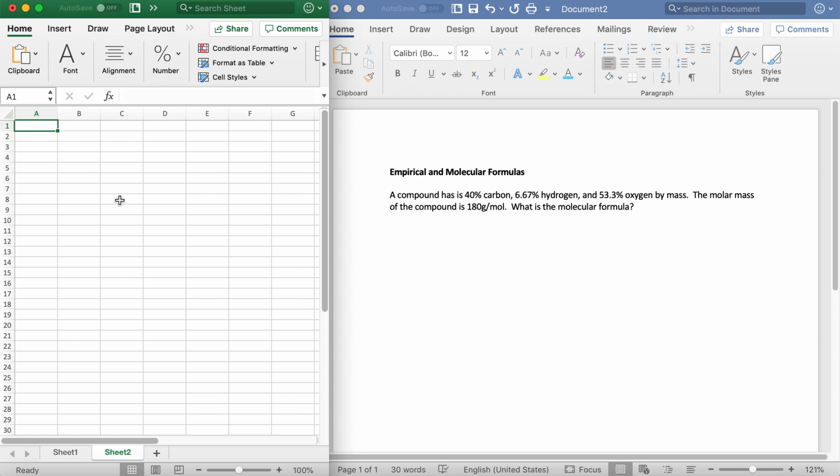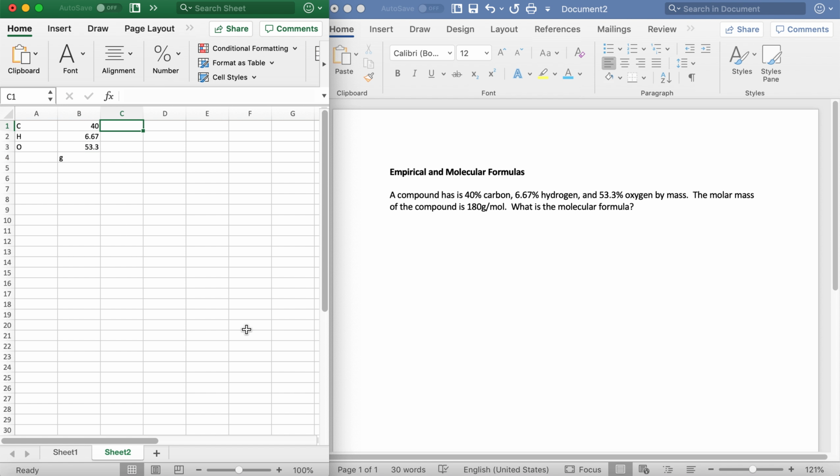So my carbon, hydrogen, and oxygen. The masses I have are 40 grams, 6.67 grams, and 53.3 grams. I'm going to exclude units because Excel gets really fussy when you have a letter with a number and you try and do calculations, and it's going to give you an error. So I'm going to exclude my units and I'm going to assume they're there. And just for convenience, I'll put them down here.